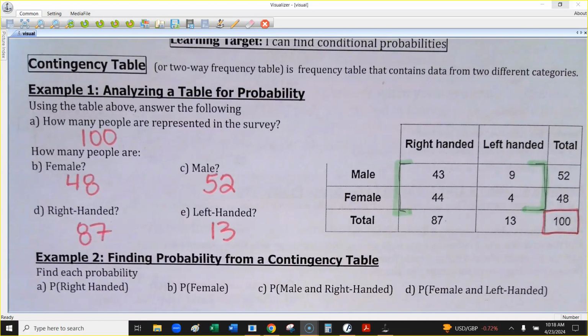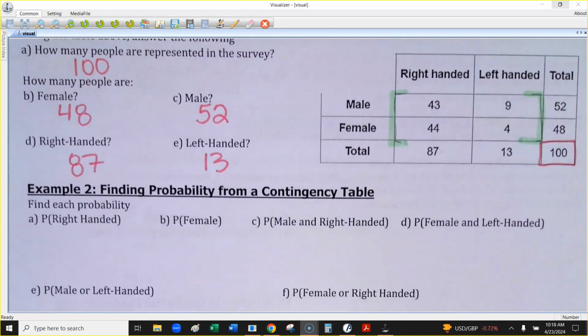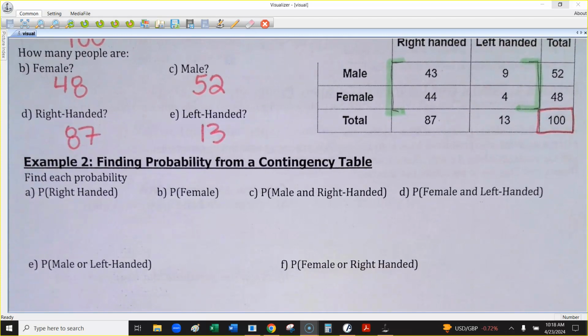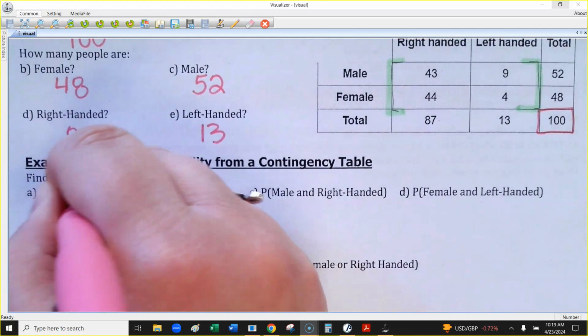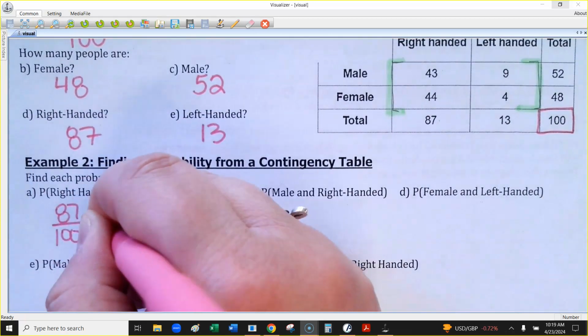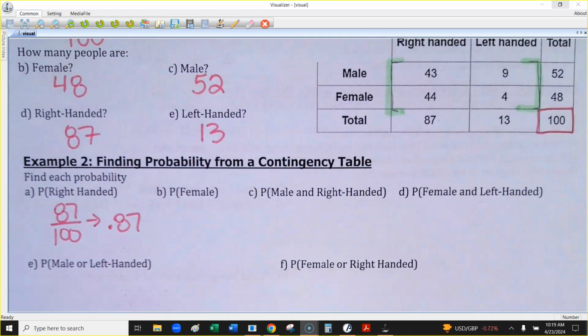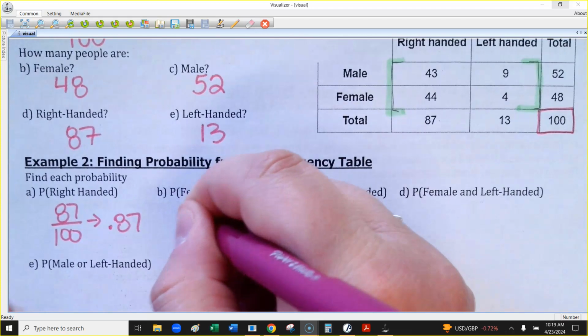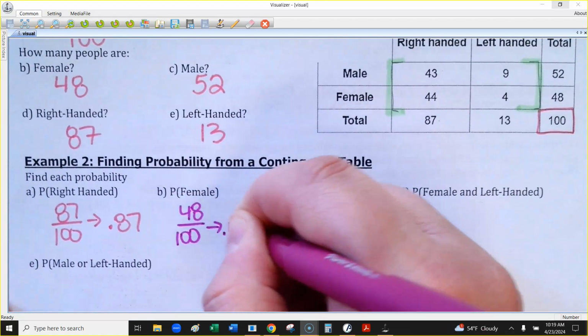Okay, so see if I can keep that table up on the screen so we can see it. All right, so what is the probability I randomly pick somebody and they are right-handed? Randomly pick somebody out of this table, they're right-handed. 87 out of the total. If you're into a decimal, that is 0.87. What is the probability I randomly pick somebody out of this table and they're a girl? 48 over 100. I know I can reduce that fraction. I'm just going to write the decimal, 0.48.